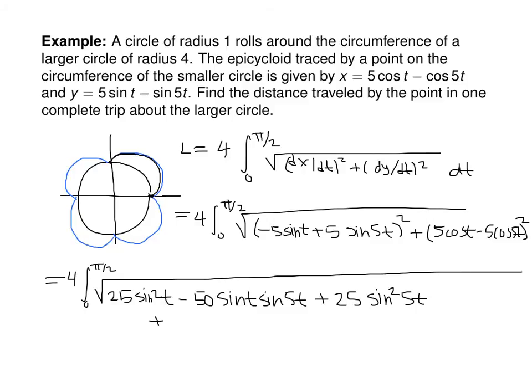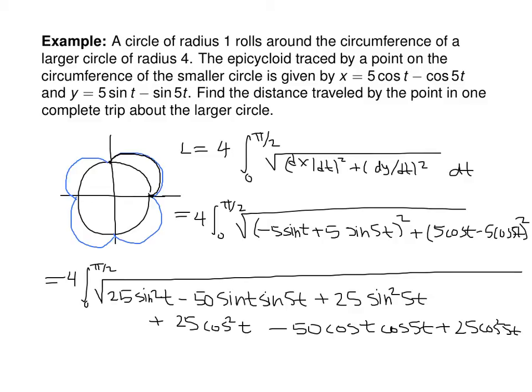And then plus 25 cosine squared of t minus 50 cosine t cosine 5t, and then plus 25 cosine squared 5t. Hoofda.